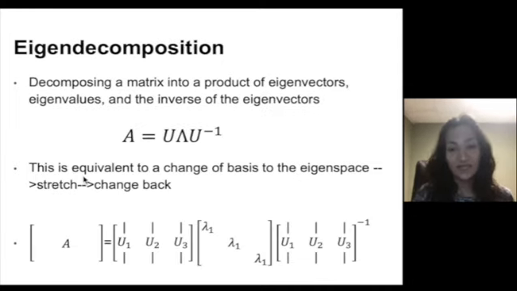Certain matrices can actually be eigendecomposed, or decomposed into a product of eigenvectors, a diagonal matrix of eigenvalues, and the inverse of their eigenvectors. This is equivalent to changing the matrix to an eigenbasis, then simply stretching in that eigenbasis, and then changing back. And this kind of operation of eigendecomposition can be very useful, for example, in PCA, which we'll see in a future lecture.